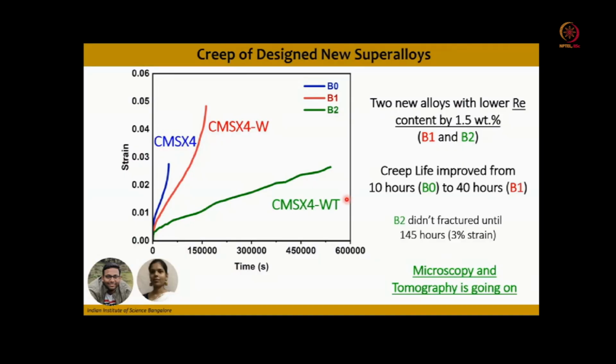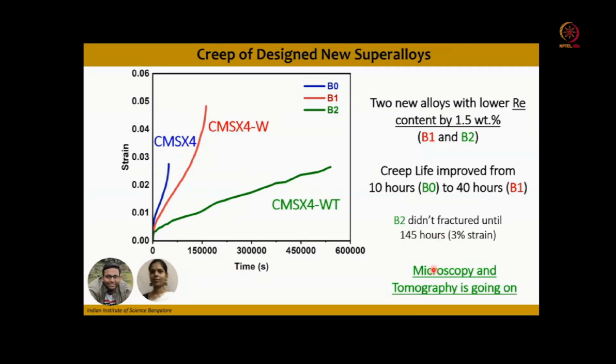Correct? Now, if you add tungsten and tantalum with the replacement of rhenium by 1.58 percentage, the B2 alloy did not fracture until 145 hours. And it even shows only 3% strain without fracturing. So this shows how the compositional analysis across the defect features can be used to fine-tune the composition to reach a composition where, with the reduced rhenium content, we can actually reach good creep properties.